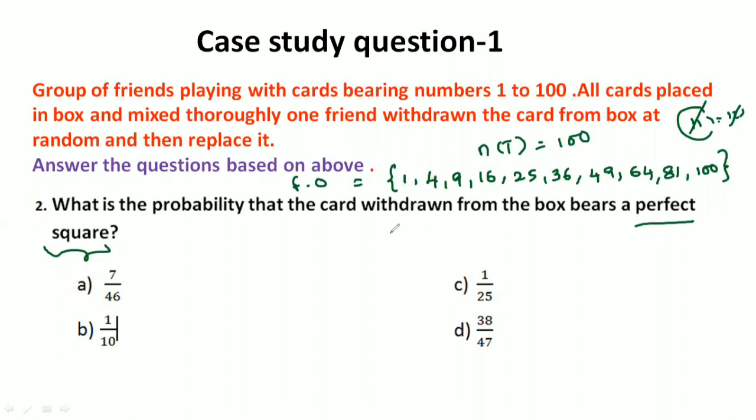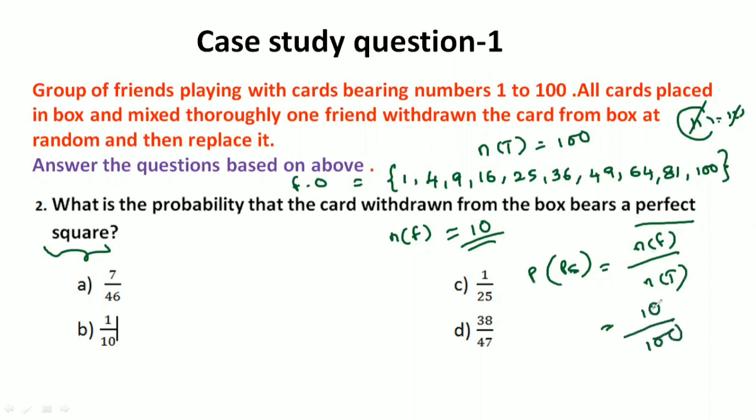Now let us see the number of favorable outcomes. How many perfect squares are there? 1, 2, 3, 4, 5, 6, 7, 8, 9, 10. So the number of favorable outcomes is 10. Therefore, the probability of getting a perfect square is the number of favorable outcomes by the total number of outcomes: 10 by 100. Cancelling, we again get 1 by 10. Option B is the correct answer. Let us go to the next problem.